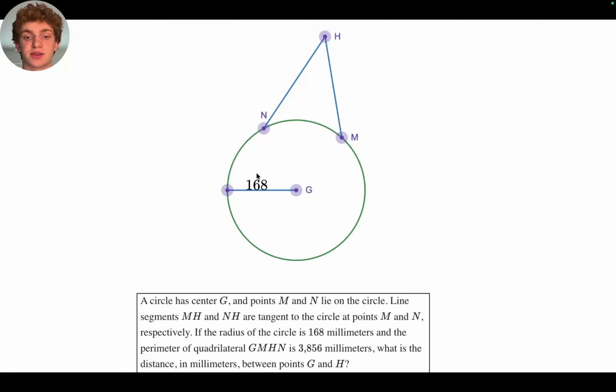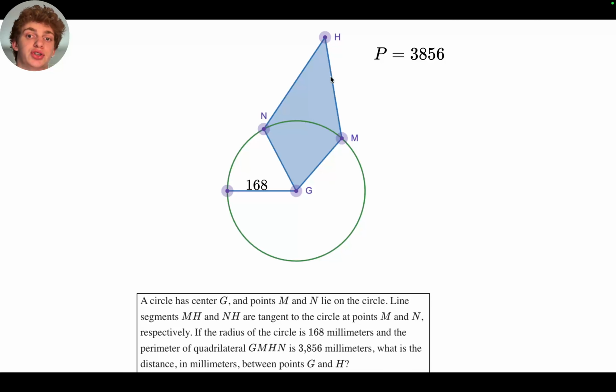If the radius of the circle is 168 millimeters and the perimeter of the quadrilateral GMHN, so here's our quadrilateral, we've just drawn it out, is 3,856. So that's our perimeter, designated P. What is the distance in millimeters between points G and H?